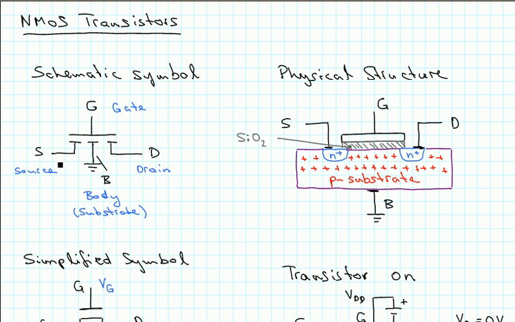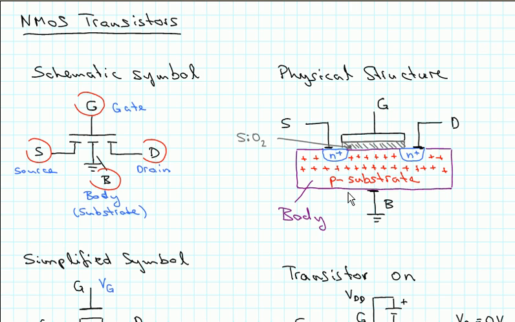The schematic symbol of an NMOS transistor is shown here on the left. There are four terminals: the gate, the source, the drain, and the body of that transistor, that are shown in this picture here. If we look at the actual implementation of such a transistor, then we have here at the bottom the body, and that is made for an NMOS transistor from a P substrate.